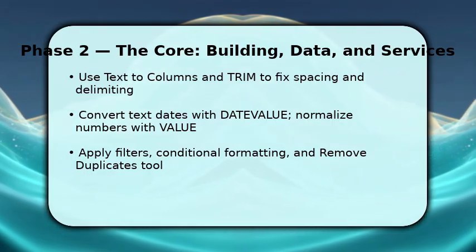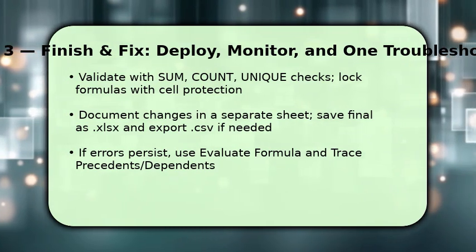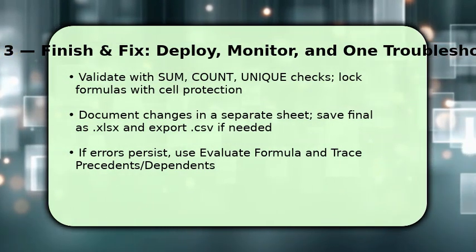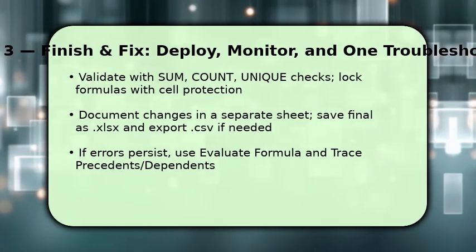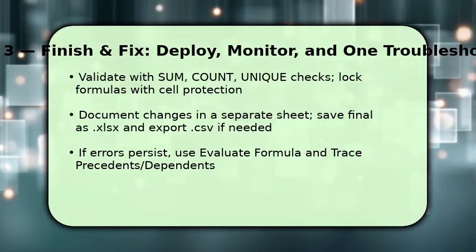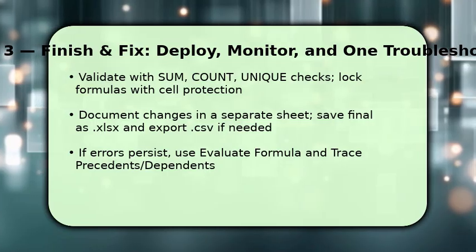You finish by validating totals and counts against expectations, run SUM and COUNT checks, then use UNIQUE to verify distinct keys. Once satisfied, protect calculation cells to prevent accidental edits and record your changelog on a separate sheet. Save the final workbook and export a CSV where required.